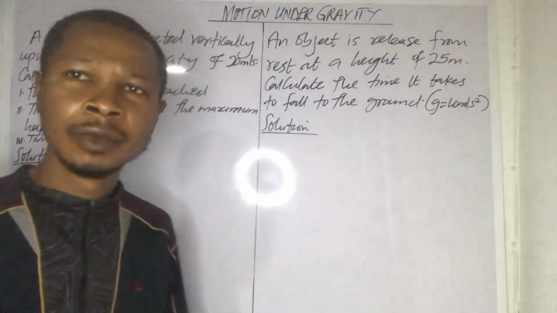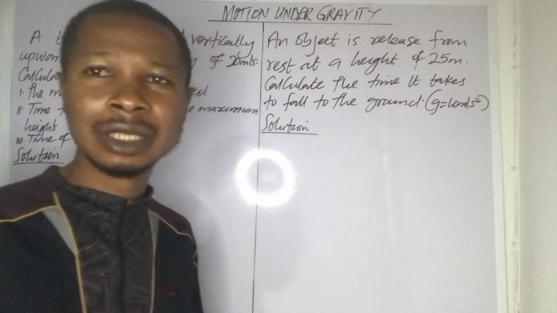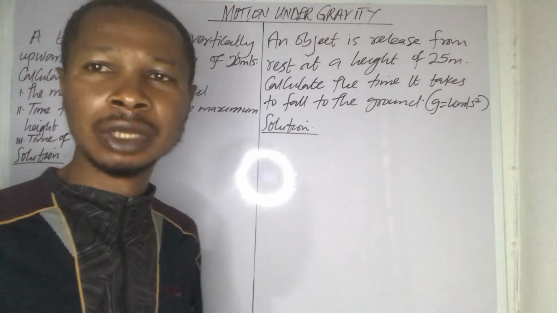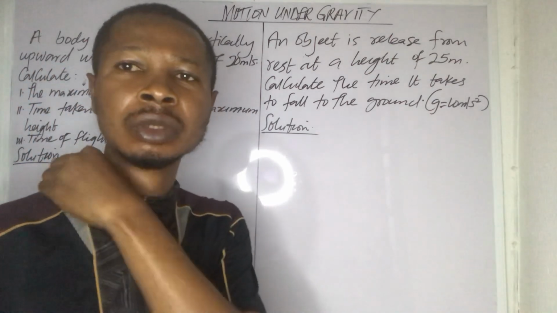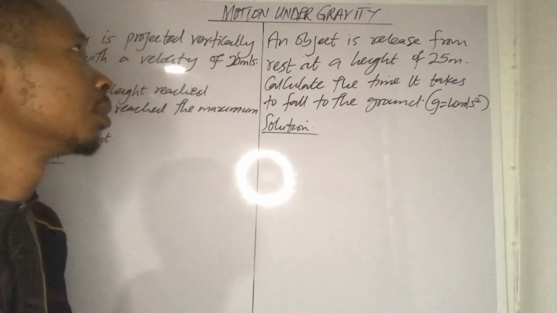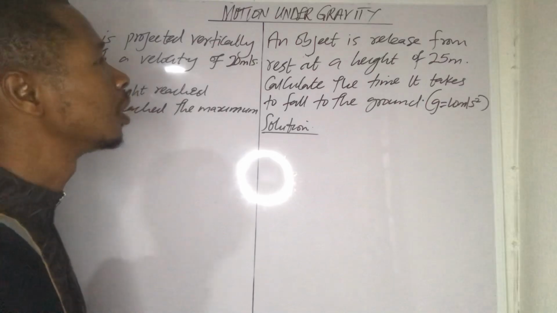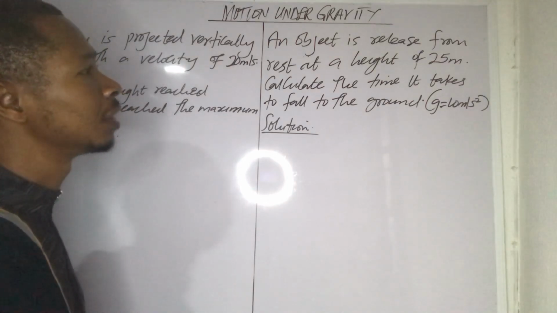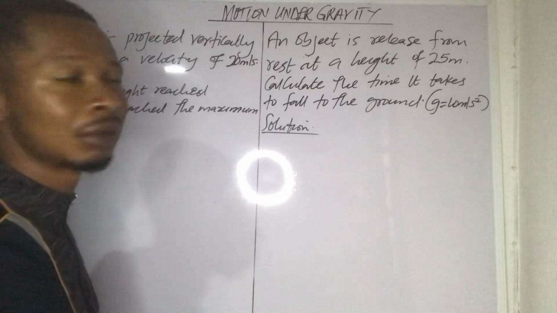Welcome back. In this lesson we are looking at examples on motion under gravity. Let's look at these two examples. An object is released from rest at a height of 25 meters. Calculate the time it takes to fall to the ground.